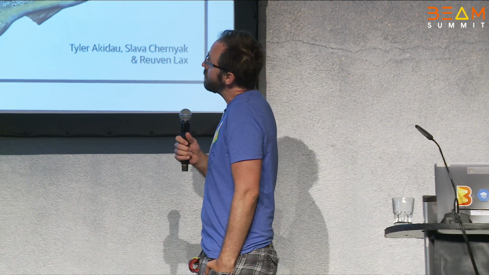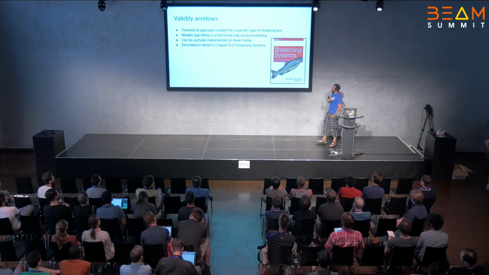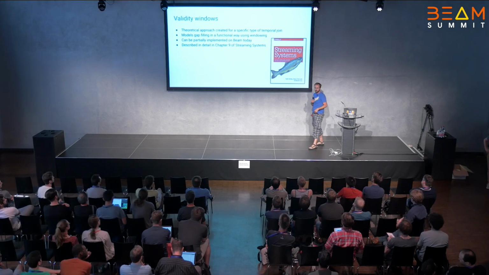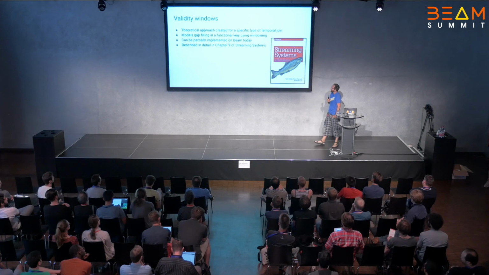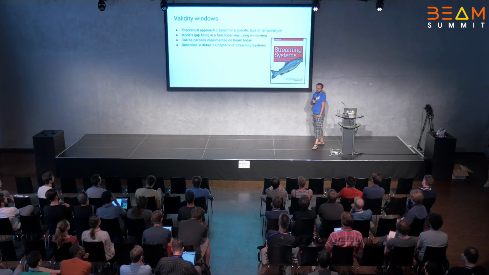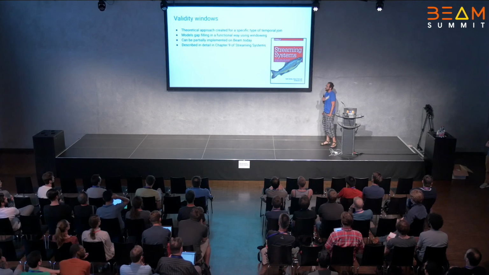So validity windows are this theoretical approach that we came up with trying to figure out how to approach a specific type of temporal join. But it also happens to model this gap filling stuff pretty well, and it does it in a functional way using windowing rather than this more imperative, straightforward procedural way that Reza was talking about. It can only be partially implemented on Beam today by misusing certain windowing features, so I'll describe that.